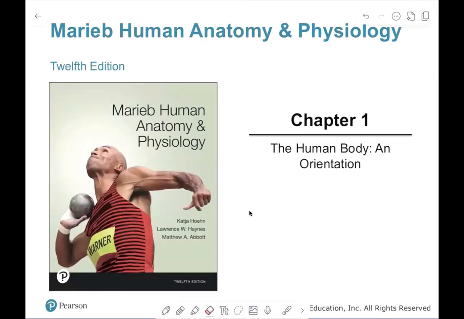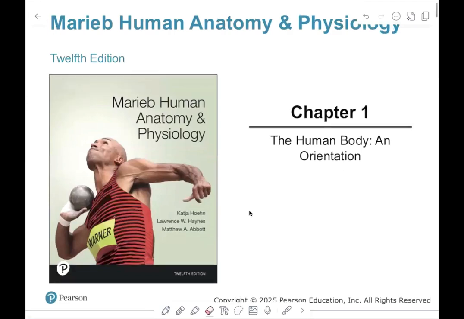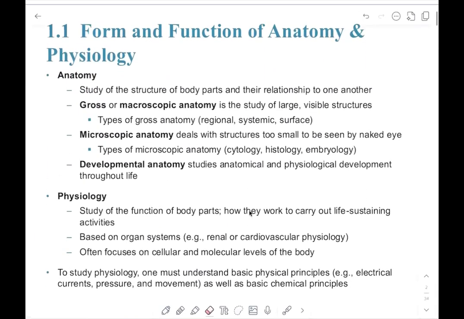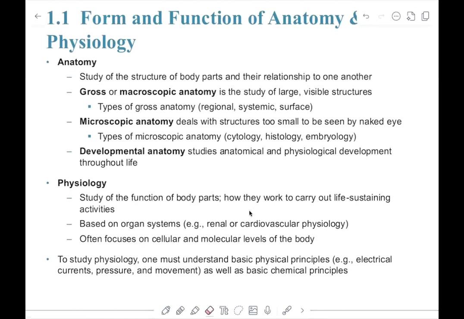Chapter one is about the human body and it's an orientation to it. So, in this chapter, we'll be talking about the study of anatomy and physiology. You'll be learning the names of the organ systems, a little bit about homeostasis, and anatomical terminology that you'll be using. So, the first question is, what is anatomy?